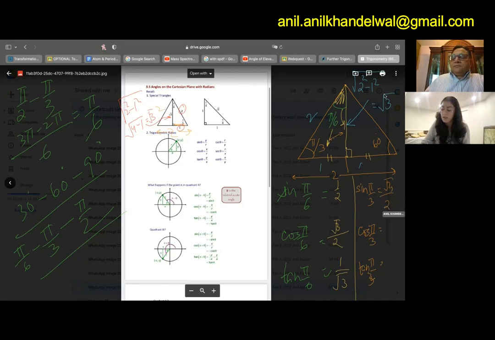Cos pi by 3 is adjacent over hypotenuse, so it's 1 over 2. And tan pi by 3 is opposite over adjacent, so opposite is root 3 over 1, which is root 3. Very good job. Now see the beauty. Do you see these two values are the same? Yes. This is called cofunction identity.